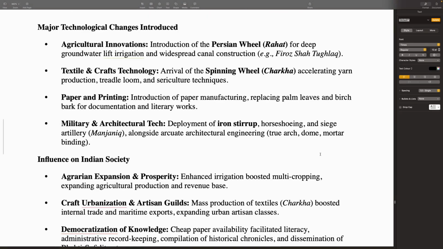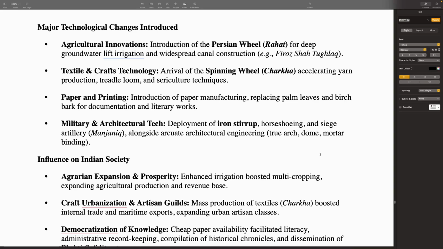Major technological changes introduced. Agricultural innovations: introduction of the Persian wheel, Rahat for deep groundwater lift irrigation and widespread canal construction, Firoz Shah Tughlaq. Textile and craft technology: arrival of the spinning wheel, accelerating yarn production, treadle loom, and sericulture techniques.